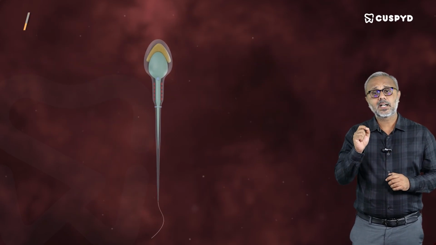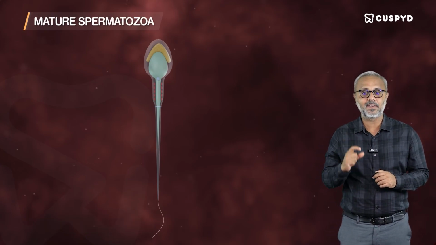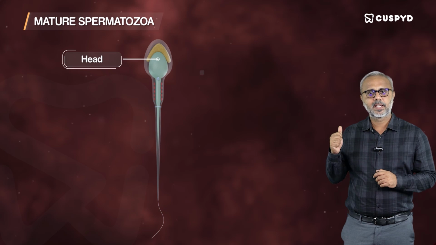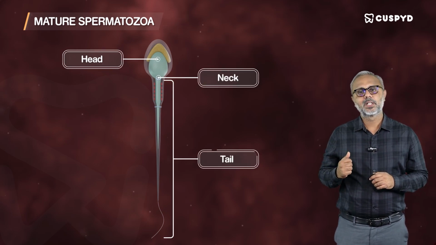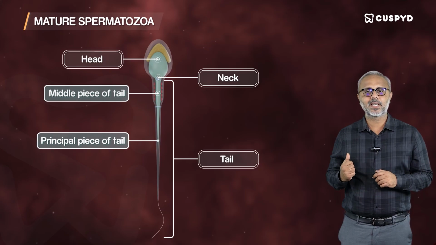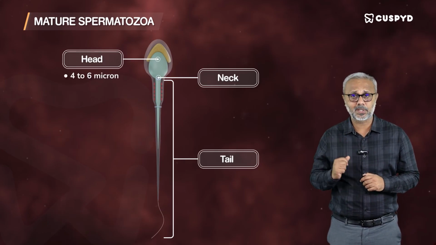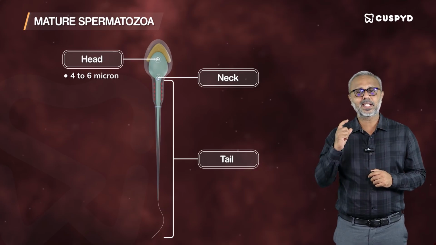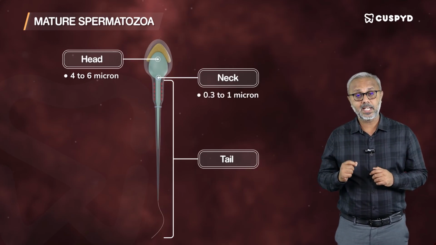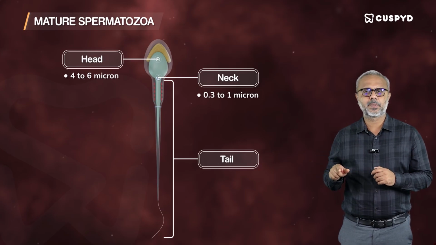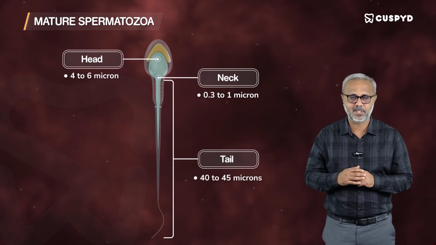Now, the mature spermatozoa measures about 50 microns and is divided into head, neck and tail. Tail is further divided into the middle piece, principal piece and end piece. The head measures about 4 to 6 microns. Then the neck is the shortest portion, measuring about 0.3 to 1 micron. Then the rest of the length of the spermatozoa is formed of tail only, about 40 to 45 microns.